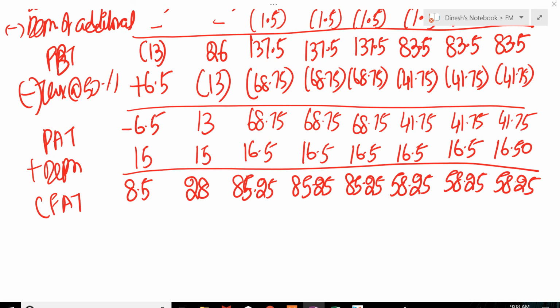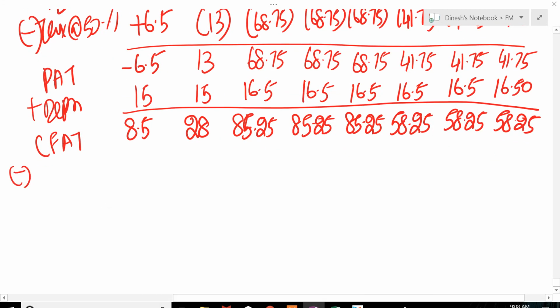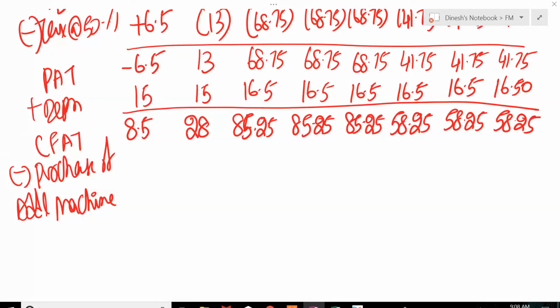Any payment for original machinery which was pending? Did they give any payment track record? Nothing, leave it. Any purchase of additional machinery? Yes. So less purchase of additional machine. How much? 10 lakhs. Which year? Third year.